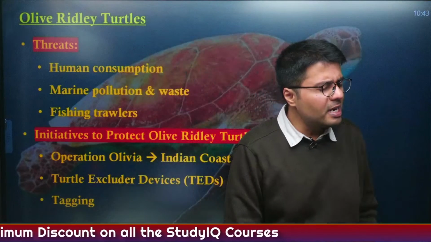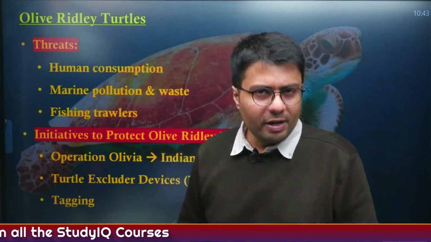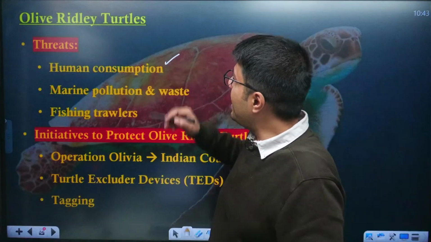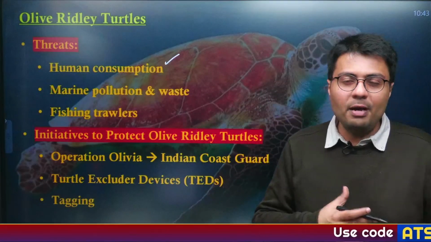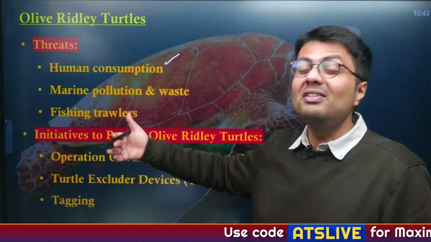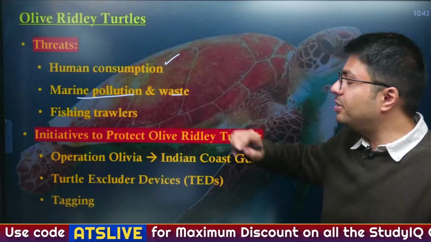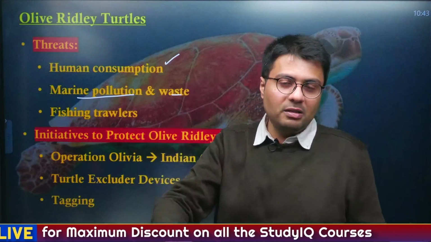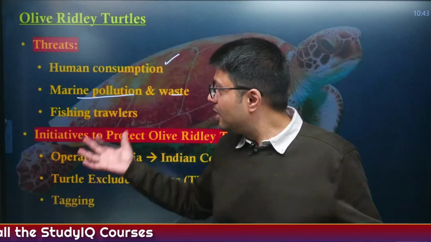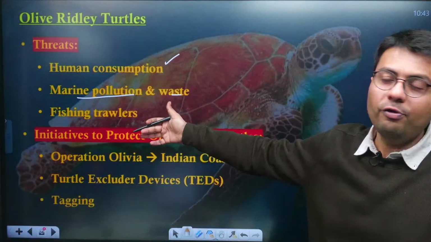Now, let us try to understand what are the threats to these olive ridley turtles. First of all, they can be consumed by humans. That means they can be hunted for human consumption, and this is a form of threat. Also, they are threatened by marine pollution and waste, that is, they may eat plastics or other substances which may be there in the water bodies thanks to humans. Humans are also a source of threat for them.